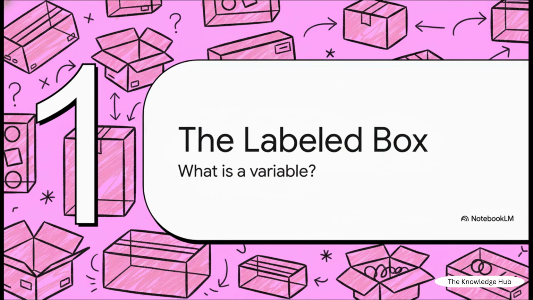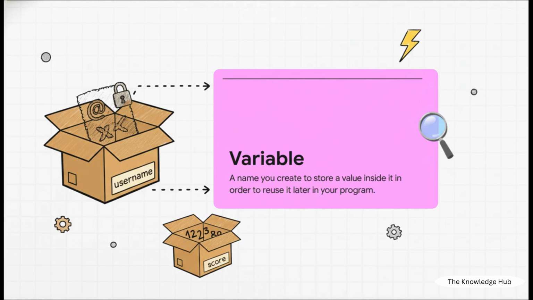You know, the best way to get it isn't with some complicated technical definition. It's with a really simple and powerful analogy. Just think of it as a labeled box. At its heart, a variable is just a name that you make up to hold on to a piece of information. That's it. The easiest way to picture it is like this. You've got a box. You slap a label on it, something like username or score, and then you put something inside it to use later.